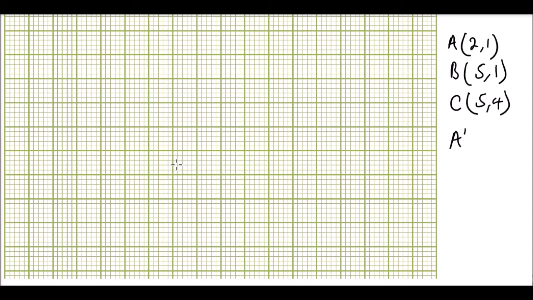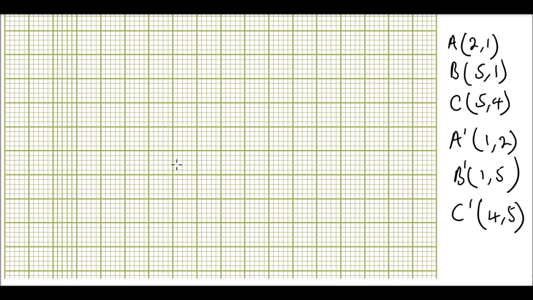We already have our object, which from what we have worked out is A at (2, 1), B at (5, 1), and C at (5, 4). Then, after multiplying, we got the coordinates of A prime, which is (1, 2), B prime, which is (1, 5), and C prime, which is (4, 5). So these are the coordinates. We are going to plot them and see what kind of graph we come up with.